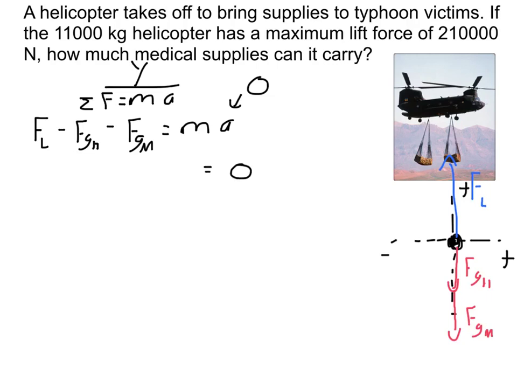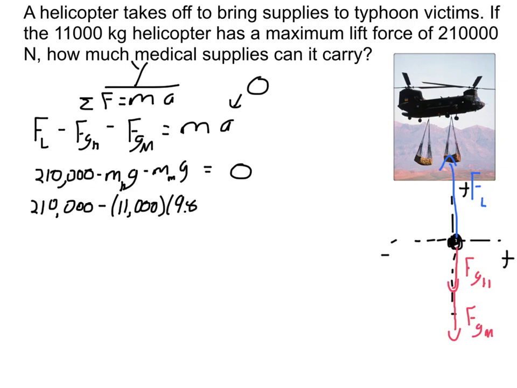Force of lift, we're told maximum, is 210,000 newtons minus the force of gravity for the helicopter. That's the mass of the helicopter times gravity here on Earth, minus the force of gravity of the medical supplies. That's the mass of the medical supplies times gravity here on Earth. So continuing to solve this: 210,000 minus the mass of the helicopter, which is 11,000, times 9.81, minus the mass of the medical supplies, what we're looking for, M medical, times 9.81 equals 0.